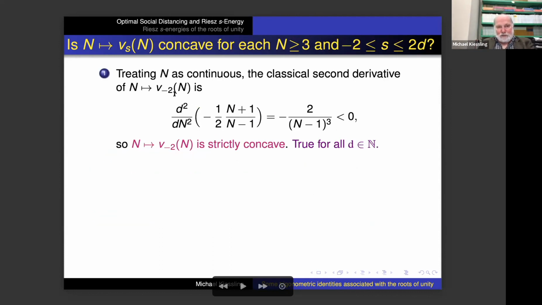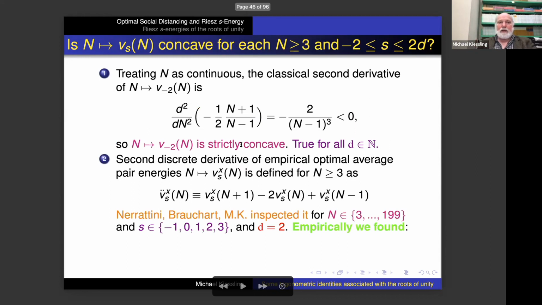Well, for s equals -2, that's very easy. Pretend n would be just a real variable. You take the second classical derivative, you get this expression, clearly strictly negative? Yep, that is strictly concave. Then, well, we don't have any more expressions in d equals 2, right? And so what we did, we inspected the empirical data again and took the discrete second derivative.